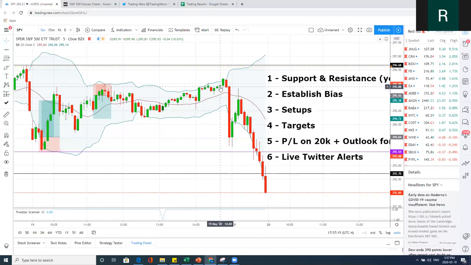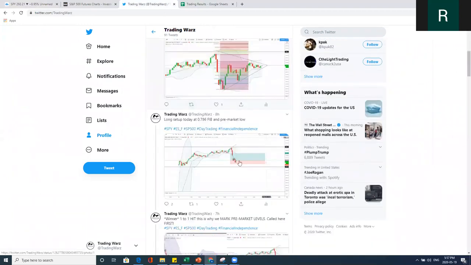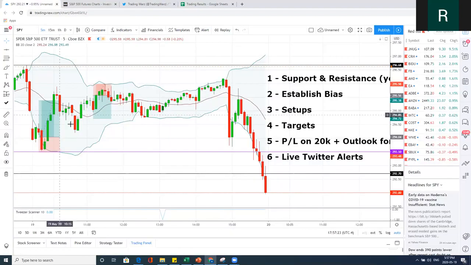Okay, guys? All right. So I also called this out on Twitter earlier today, guys, right over here, long setup, 9:56 a.m. We had the confluence 786 pre-market low. No one knows what's going to happen tomorrow, and we're going to have to look at the overnight to really give us a clue again coming into the next day.